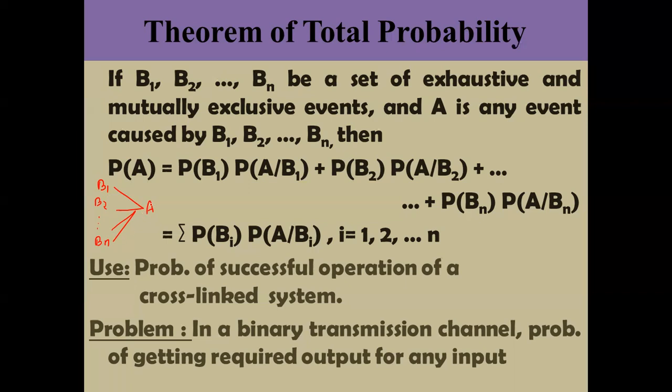We find the probability for each and every machine to bring out the defective item. In such a case, we find the probability of B1 into the probability of A given that it is from B1. Or it could have been from machine 2, so P of B2 and the defective item is from B2, or it is from machine B3, and then the probability that it is a defective item. Like that, we add the individual probabilities to get the total probability. This is called the theorem of total probability. This concept is very useful in the successful operation of a cross-linked system.